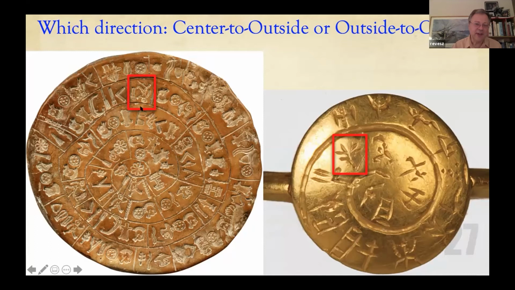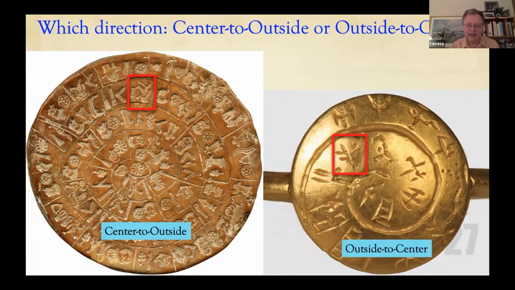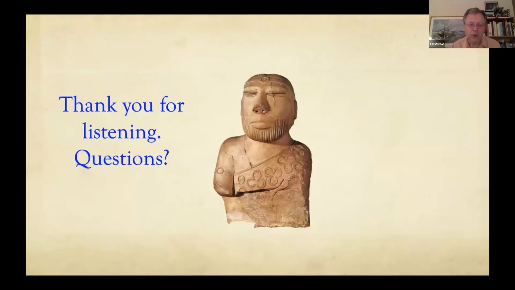So they are both read left to right, but interestingly, as you can see here, the characters on the Phaistos disk on the left are pointing, the head points to the center, and here, like this little tree, its crown is pointing outside. That's why you have to have different reading directions. So on the left, center to outside, and on the right, outside to center, in order for both objects to keep the left to right reading. Okay, that was a challenge question. Thank you for listening, and I'm ready for any questions.